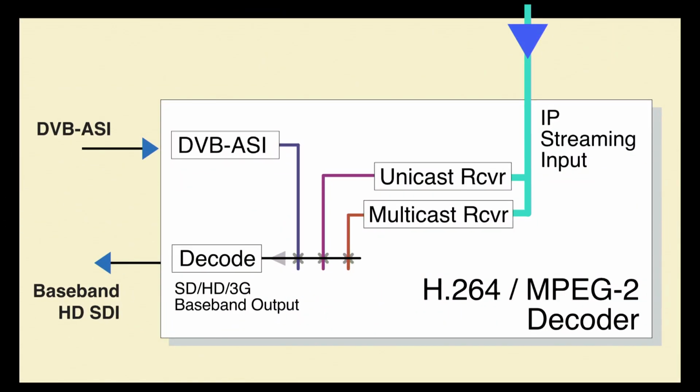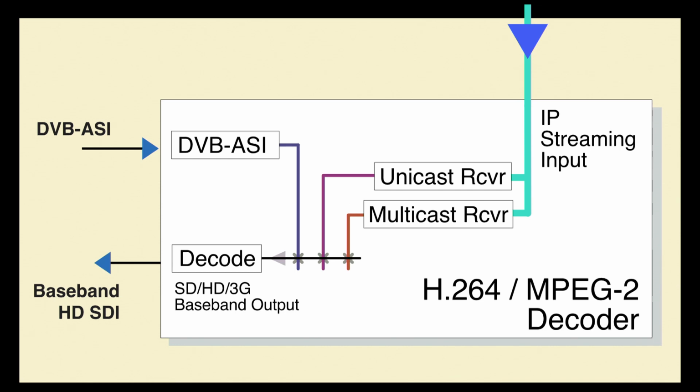The decoder is completely independent of the encoder, and that means there are lots of ways that they can be used both independently and together. The decoder can receive over an IP connection a unicast or a multicast signal, and through the matrix it can receive a DVB ASI signal. The control interface for the decoder allows the user to select which of those 3 sources are going to be decoded and delivered in baseband form as HD or SD SDI back into the matrix.